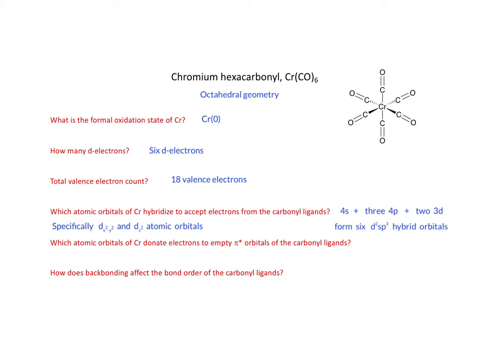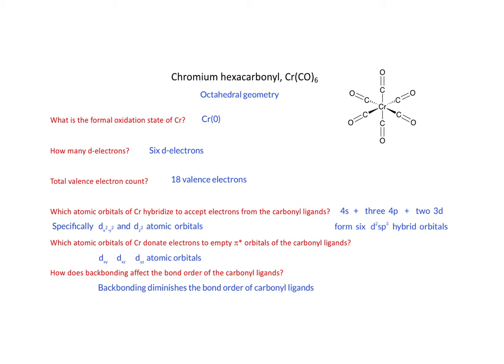The atomic orbitals of chromium which are donating electrons in back bonding are the 3d orbitals with xy, xz, and yz symmetry. As back bonding donates electrons to empty pi star orbitals, back bonding will diminish the bond order of carbonyl ligands.